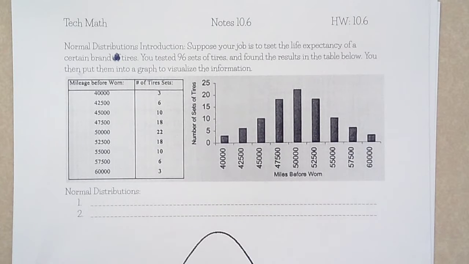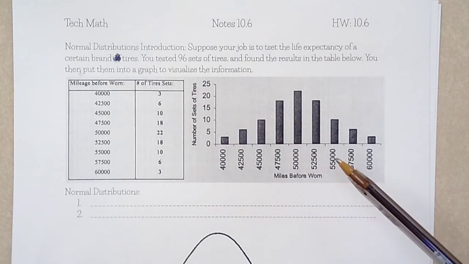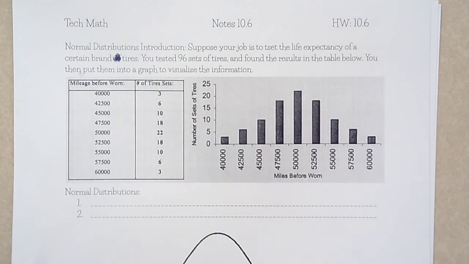Suppose your job is to test the life expectancy of a certain brand of tires. You tested 96 sets and found the results in the table below. If you put them into a graph, you can visualize that information. So if you look at this graph and at this table, the table doesn't tell us a ton, but when you look at the graph, what you're going to notice is a shape.